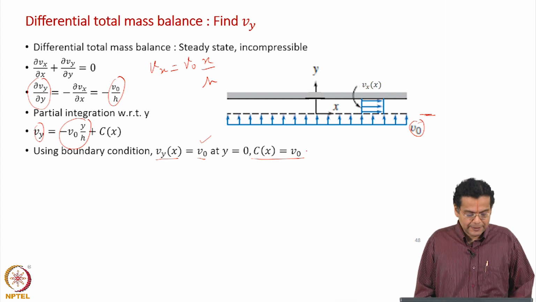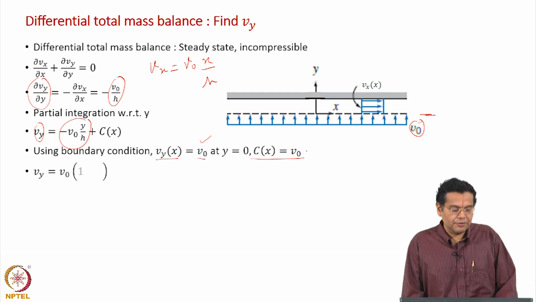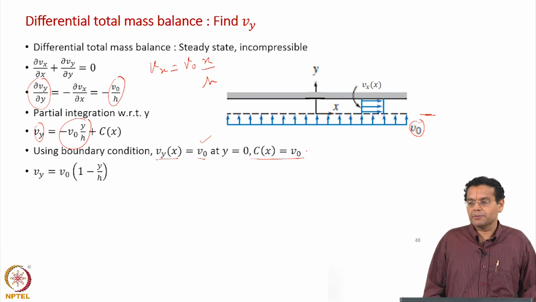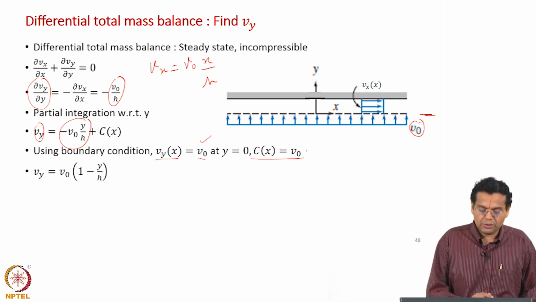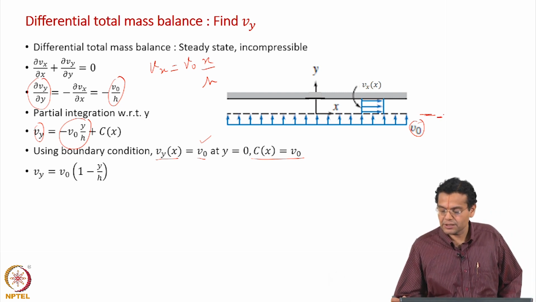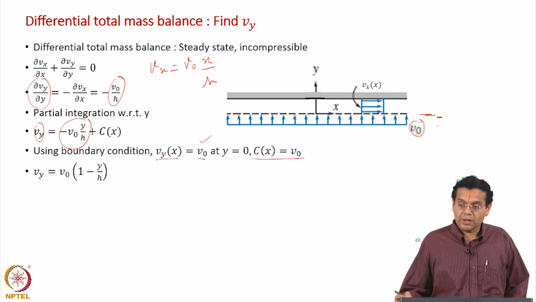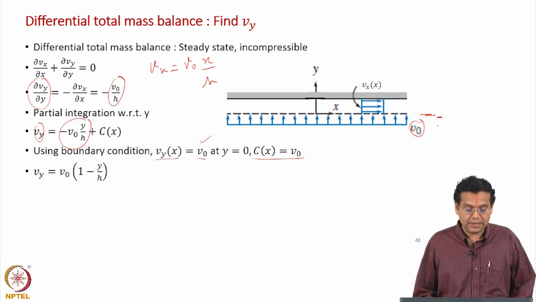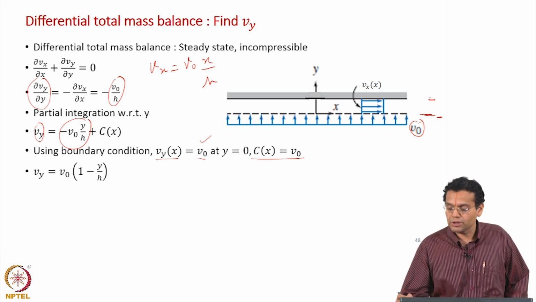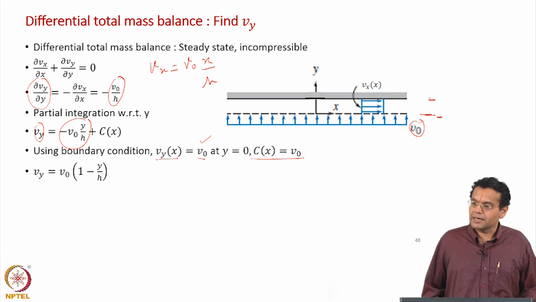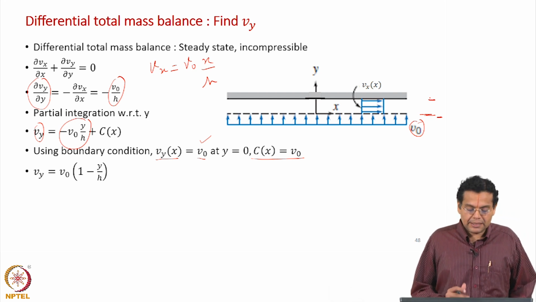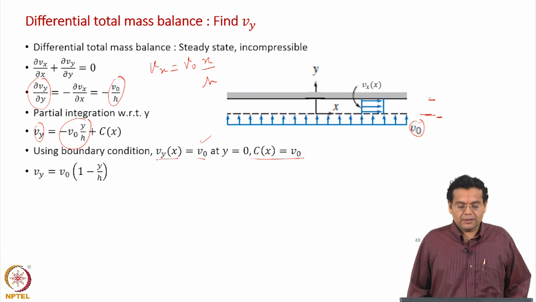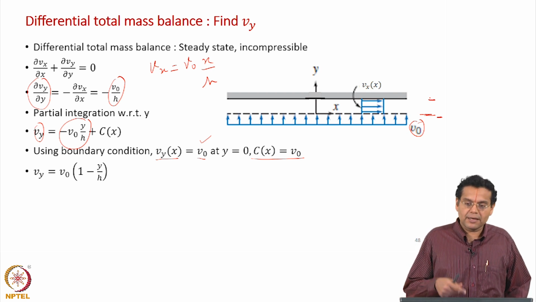So, let us substitute back, we get V y equal to V naught into 1 minus y by h, a very simple expression for the vertical component of velocity. When y equal to 0, it is V naught, that is the bottom surface, and when y equal to h, V y is 0 because there is no flow through the top surface. So, it satisfies the conditions. What we have done here is use the integral mass balance equation to get one velocity component, and use a differential mass balance to get the other velocity component.